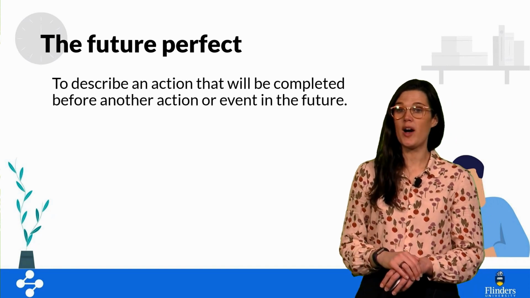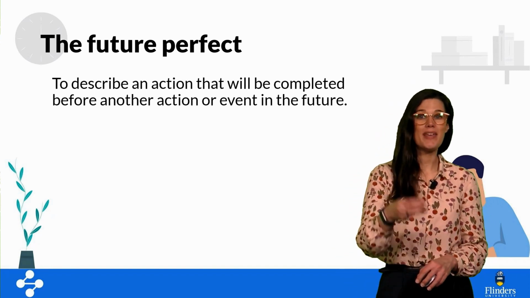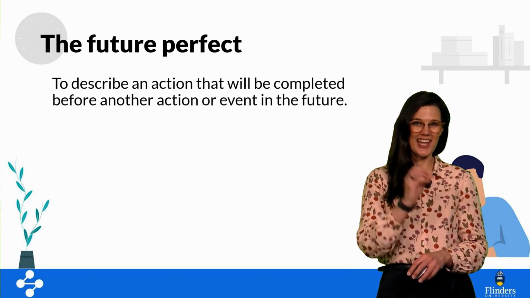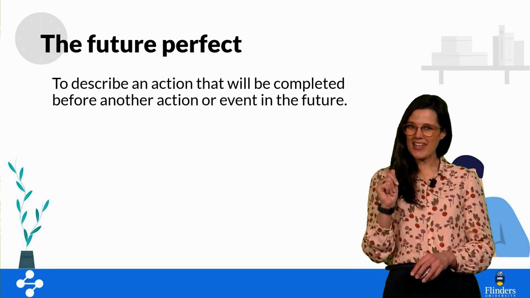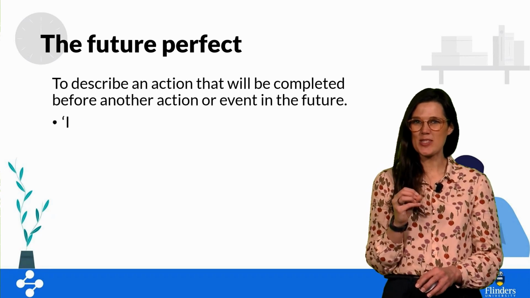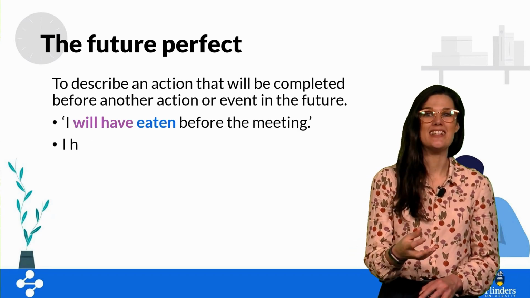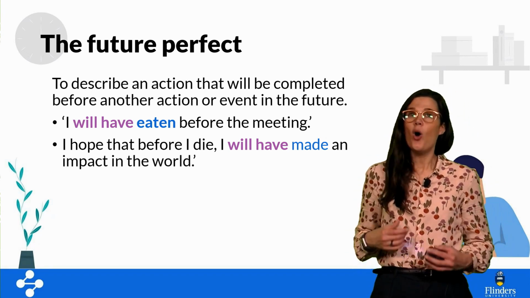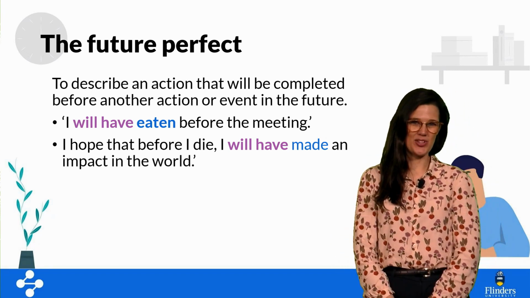The future perfect, meanwhile, is used to describe an event that will be completed before another action or event in the future. This is where things start to get a little bit confusing, but let's have a look. So, I will have eaten before the meeting. Or, I hope that before I die, I will have made an impact on the world.